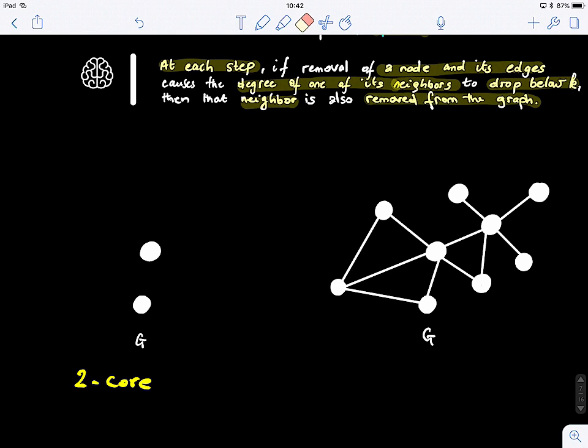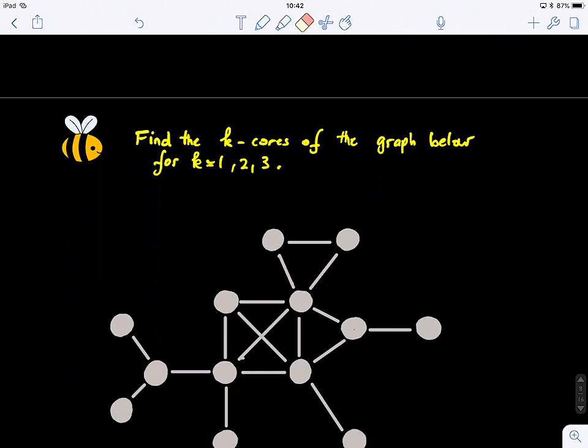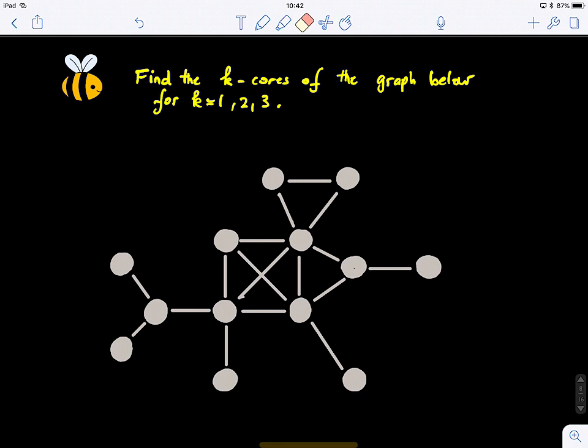Now, let's look at this example. Find the k-cores of the graph below. We start simple, right? For k equals 1, 2, and 3. I will give you 2 minutes. I would like you to find the three different cores: 1-core, 2-core, and 3-core. And then you're going to notice a pattern. Tell me what you notice, okay?